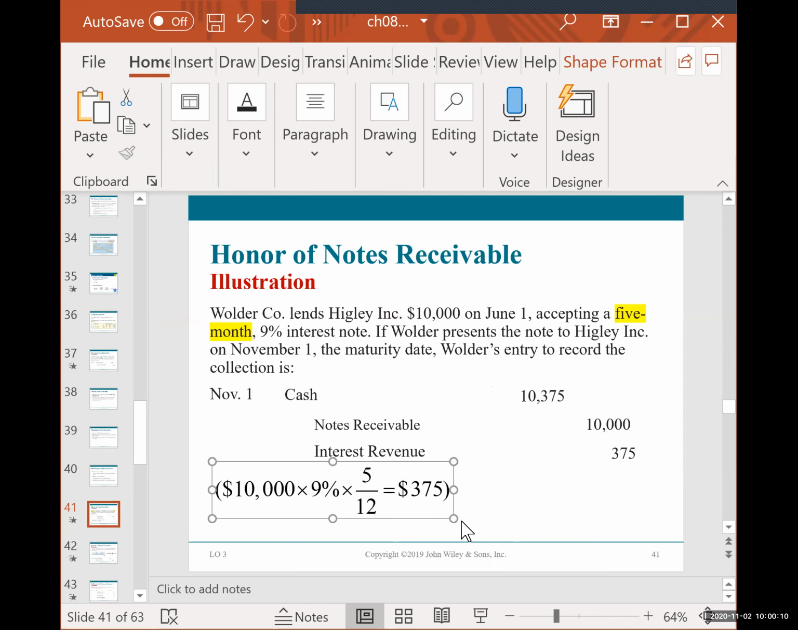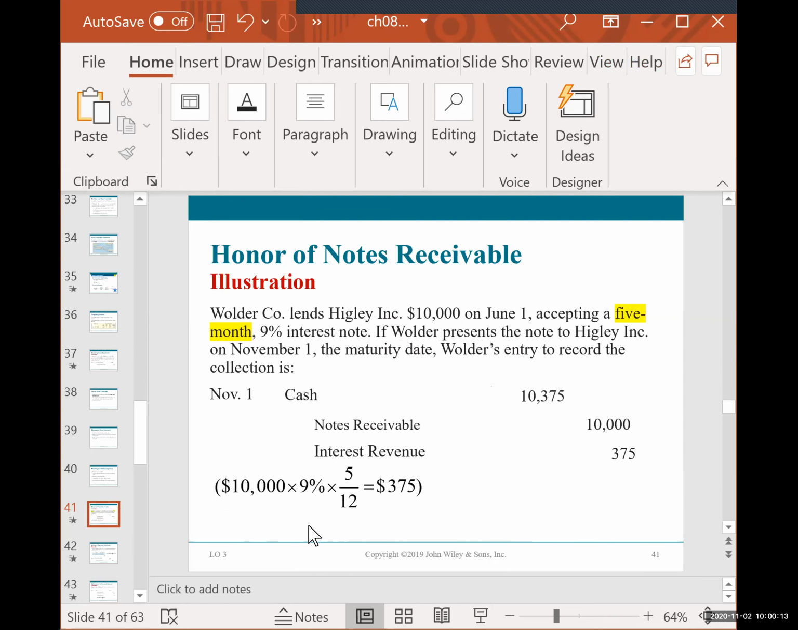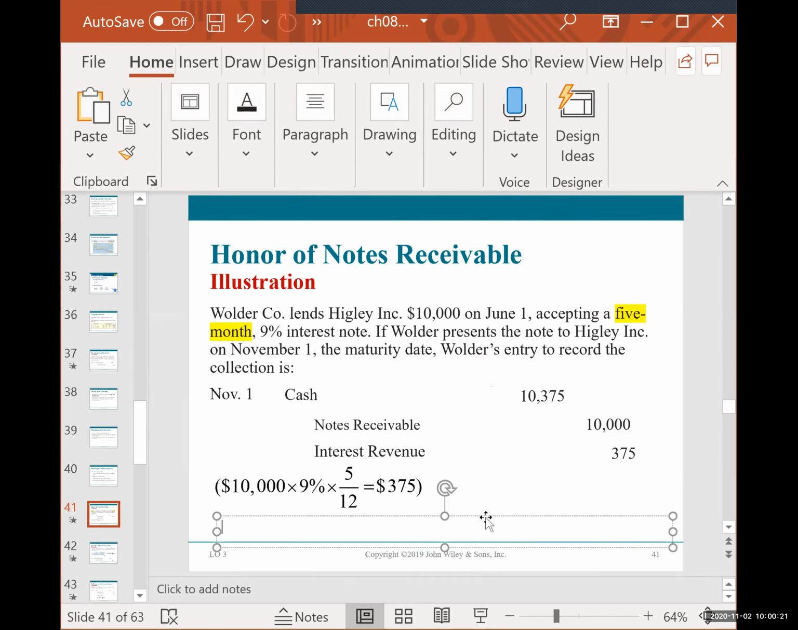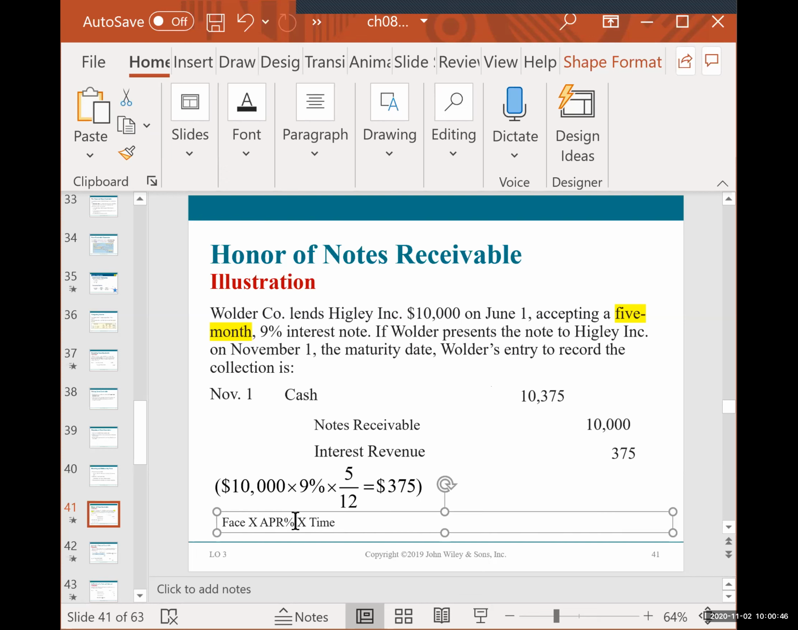I'm going to rewrite this down here in a box where I can put more information. So we've got face value times APR, or annual percentage rate, times time. Okay, that's what the formula is called. Face value times rate times time.